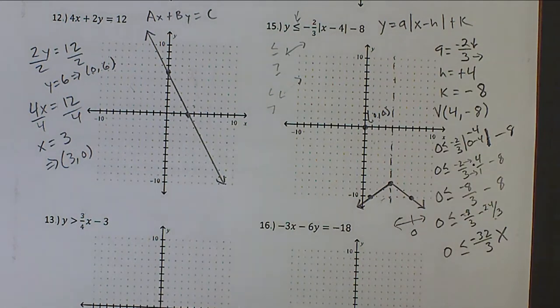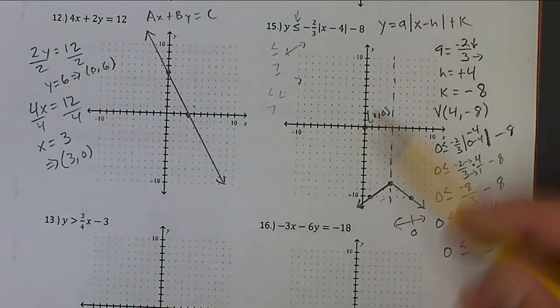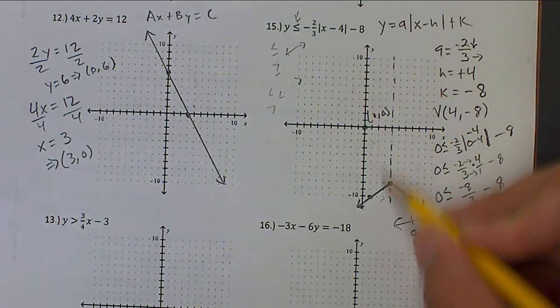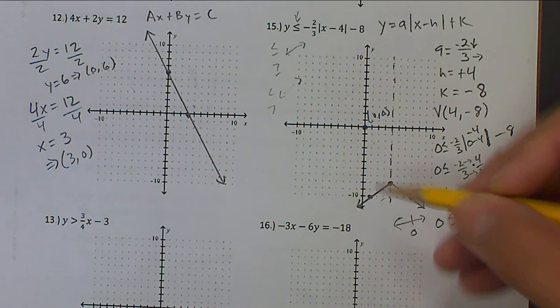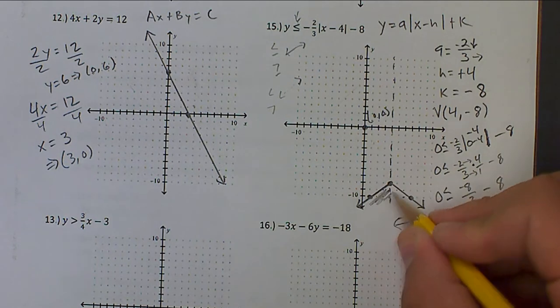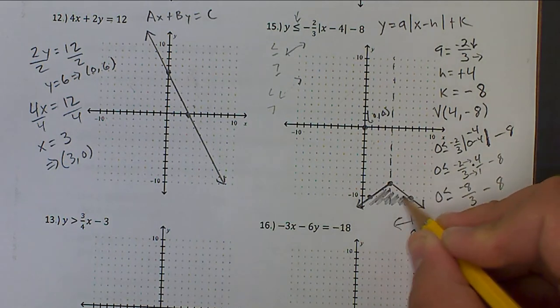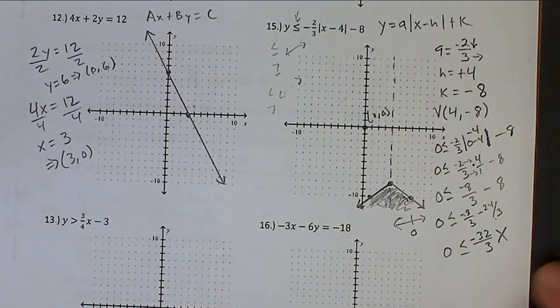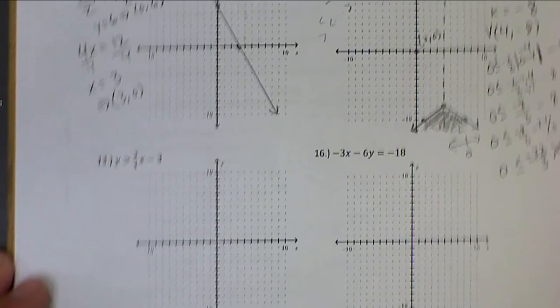That means I don't shade the region that the 0, 0 came from. I actually shade the opposite region. 0, 0 is on the outside of the V or above the line. What we do is go ahead and shade inside and below. Okay. All right, let's go to number 13.